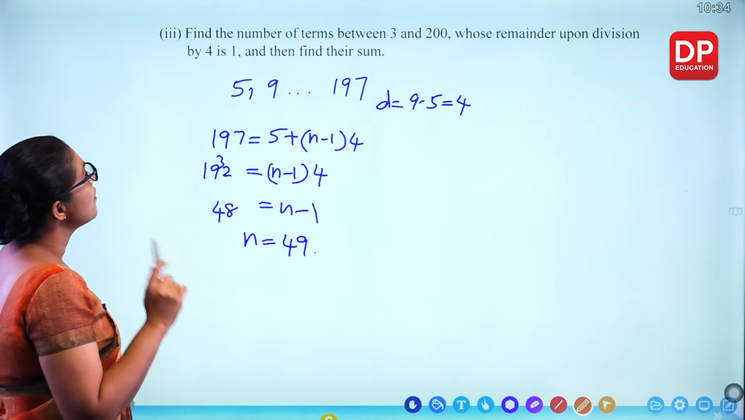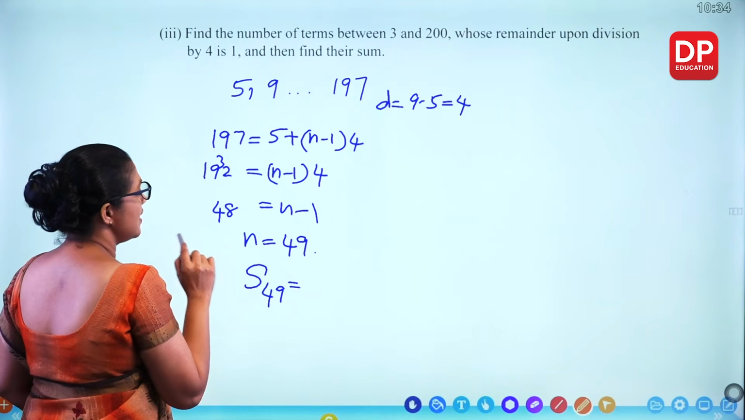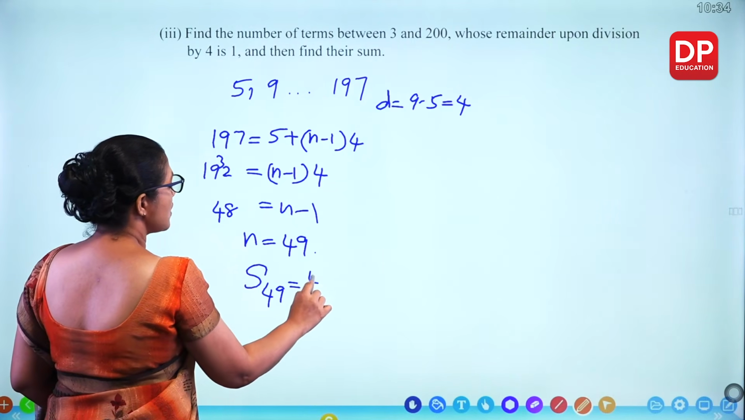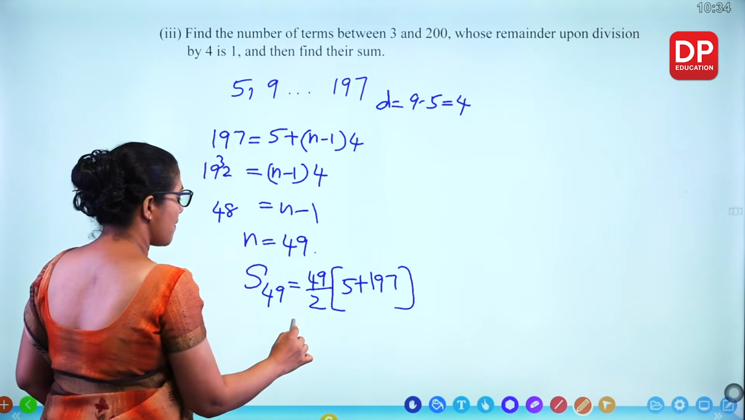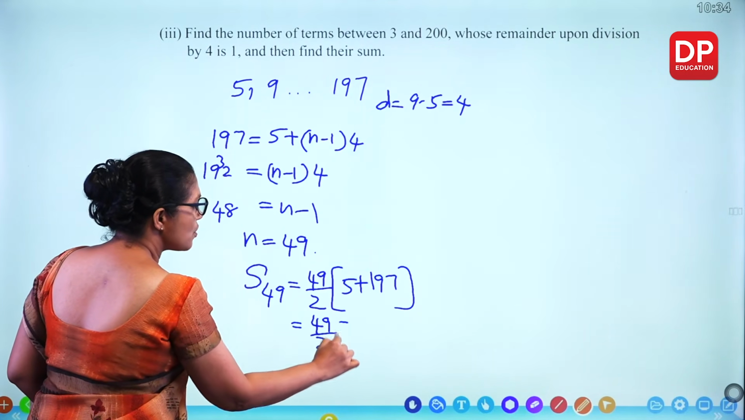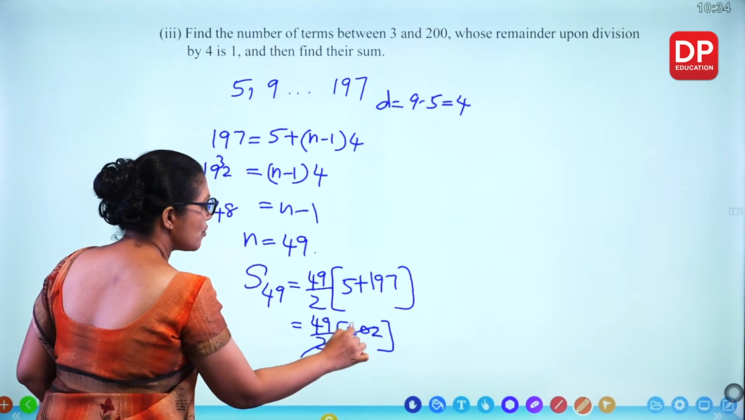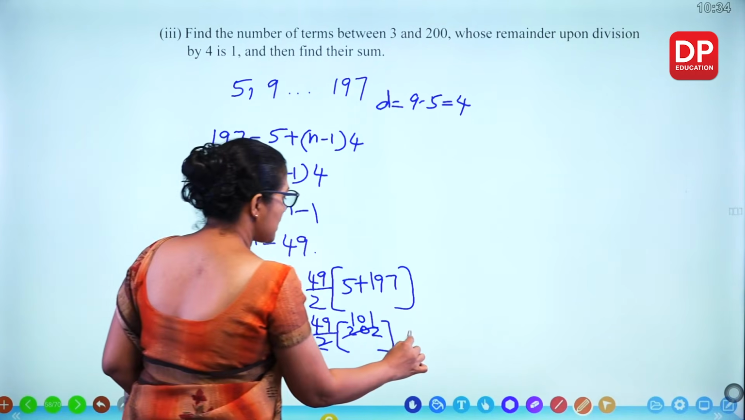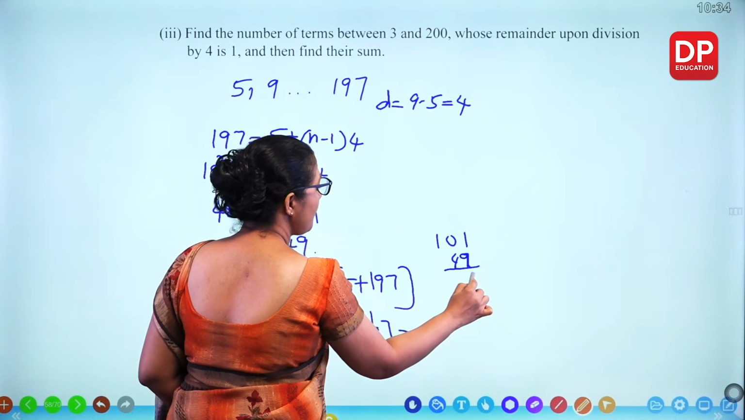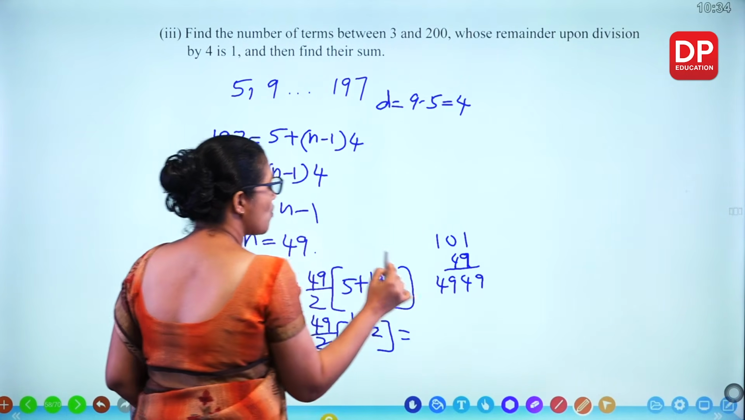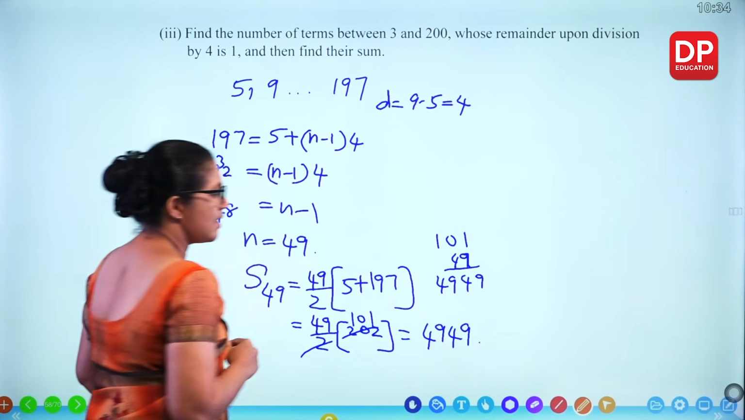Now you need to find the sum, S49. Which one is easy? Using the first and last: 49 over 2 times (5 plus 197). 49 divided by 2 times 202. 202 divided by 2, you get 101. So what's the answer? 101 multiplied by 49 is 4,949.